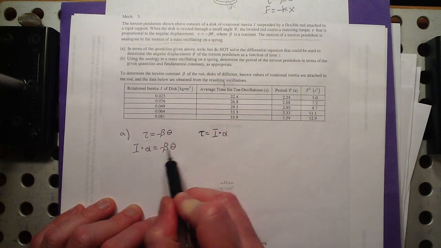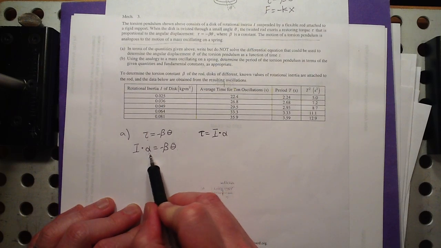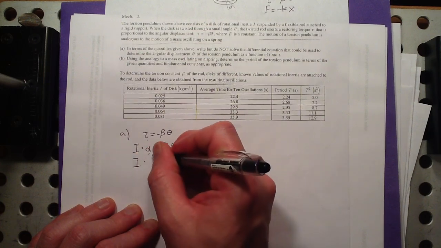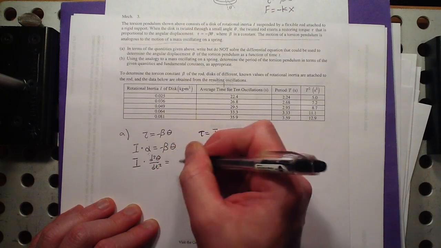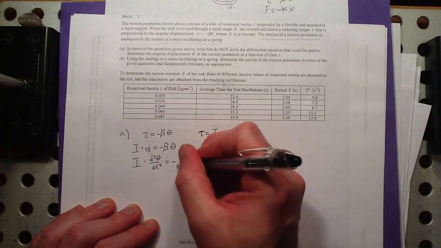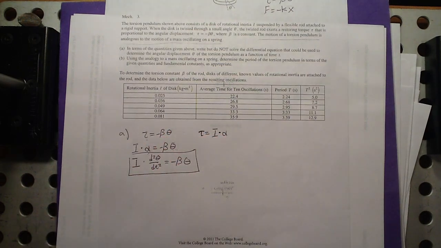And then our rotational kinematics equations tell us that angular acceleration is the second derivative of theta, so we can substitute the second derivative of theta for angular acceleration. And that's it. You can move the I over there if you want to, but that is the differential equation that you could solve. They're not asking us to solve for theta as a function of t.